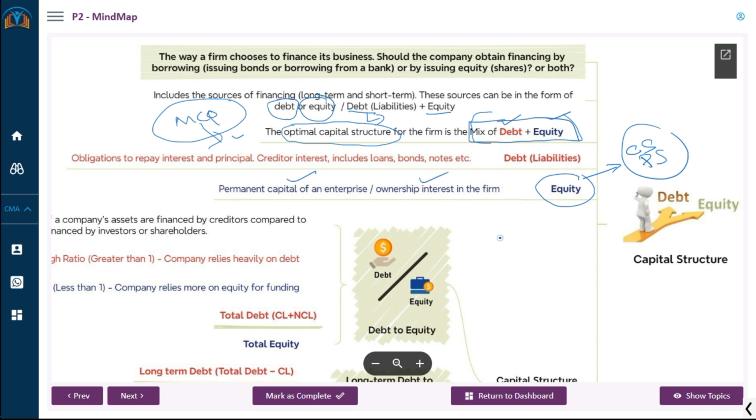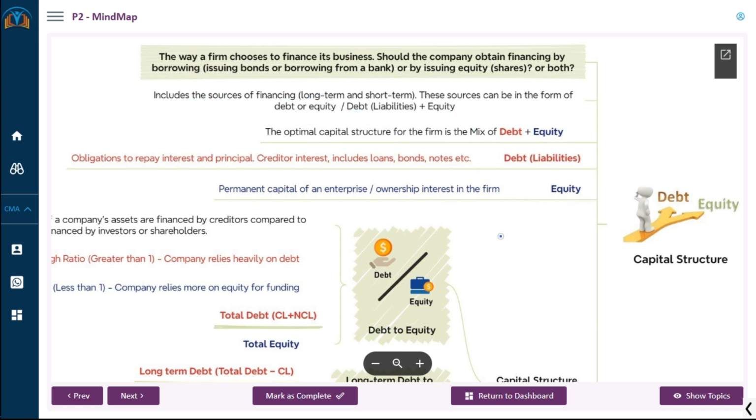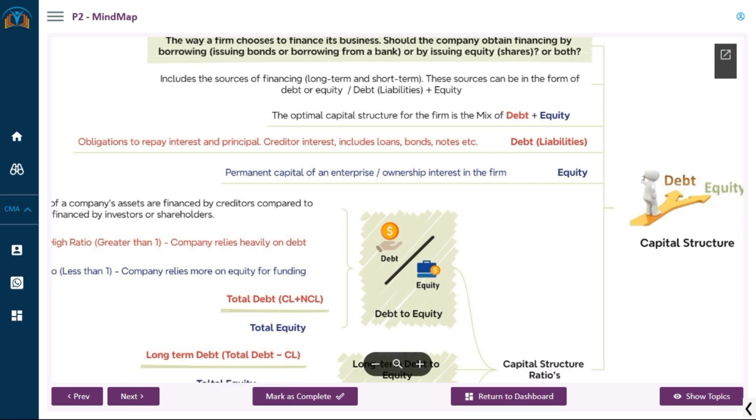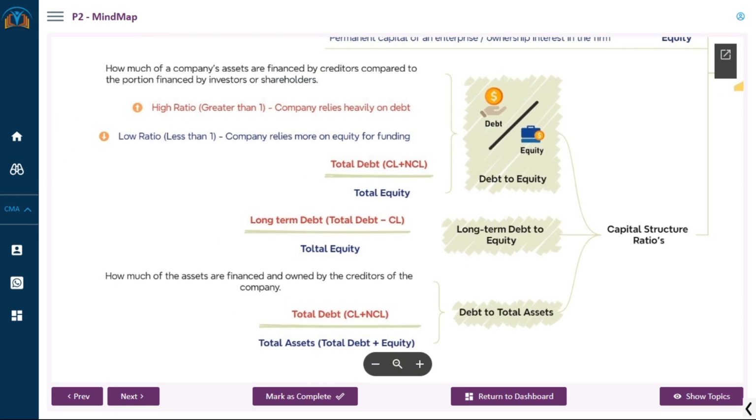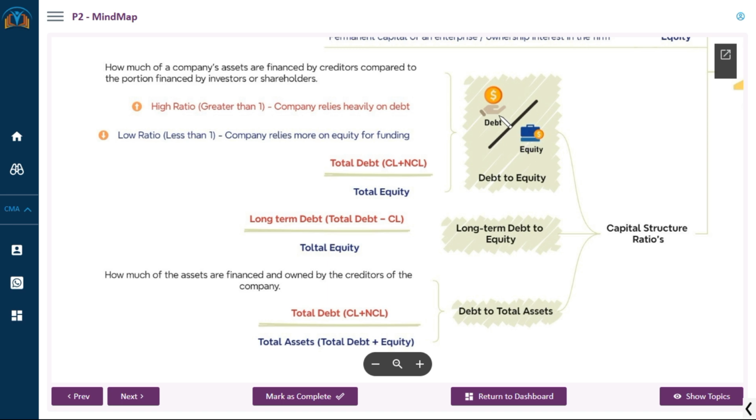So how are you going to calculate your capital structure ratios? Capital structure ratio is calculated by taking debt by equity. We have three ratios to calculate capital structure: the debt to equity ratio, long term debt to equity, and debt to total assets. Debt to equity, as a capital structure ratio, can be easily memorized. You have two, right?